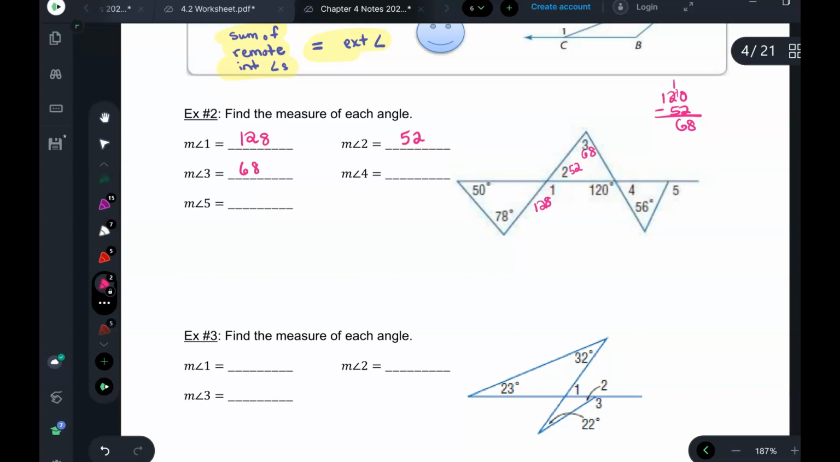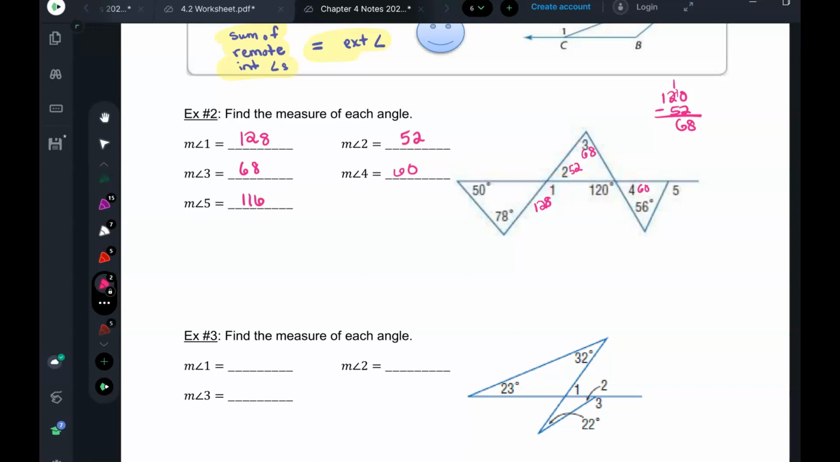Is 120 linear with 4? So that would be 60. Good. And then 60 plus 56, right? Good. Because 5 is an exterior angle to these two angles. So if I just add those two together, 116. Now, is that the only way we could have done that?